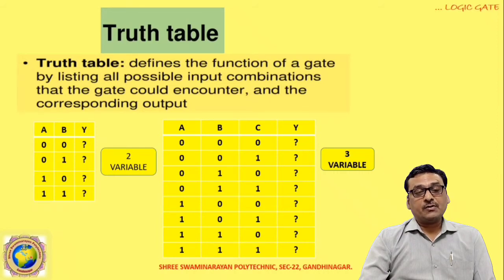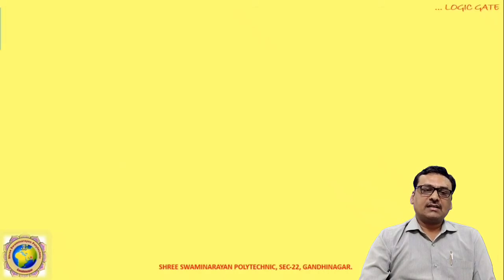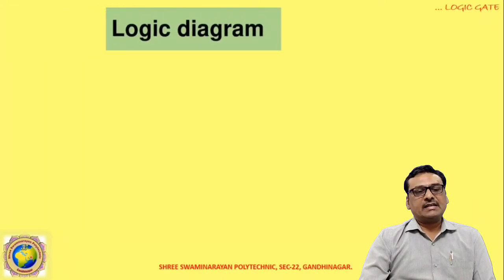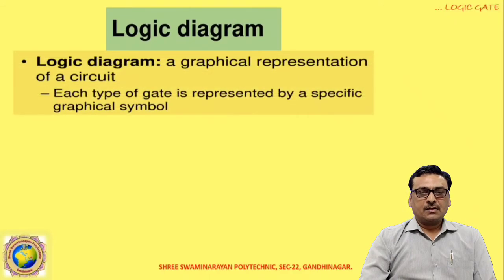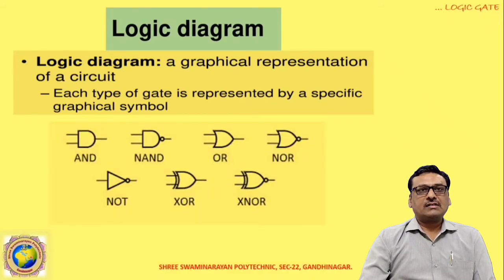So check these 8 possibilities and note them down in the truth table as the output Y. And the third one is the logic diagram. Our 7 gates have different logic diagrams. A logic diagram is a graphical representation of the circuit, and each type of gate is represented by a specific graphical symbol. So these are the symbols as shown in the figure: AND, NAND, OR, NOR, NOT, XOR and XNOR. These 7 will be discussed one by one.